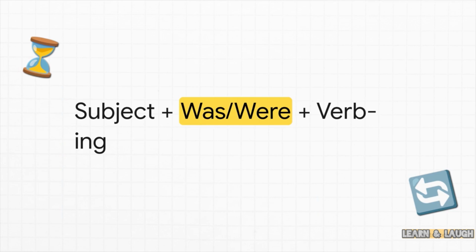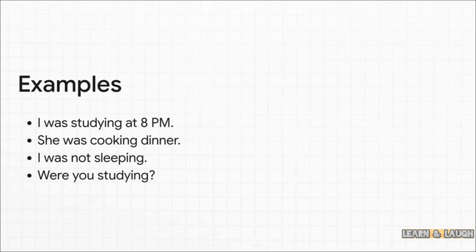For our structure here, we take our subject, add a helping verb, which is going to be either was or were, depending on your subject, and then we add our main verb with an ing at the very end. That little ing is your absolute biggest clue that an action is continuous and flowing. For example, I was studying at 8 p.m. We are anchoring that ongoing action of studying to a very specific moment in the past. Or, she was cooking dinner.